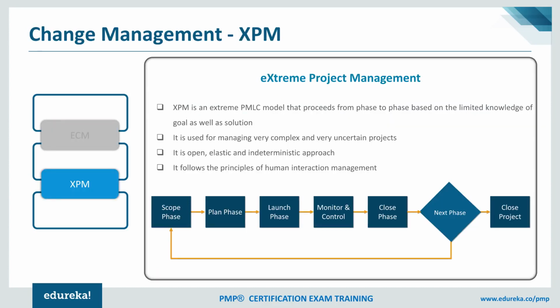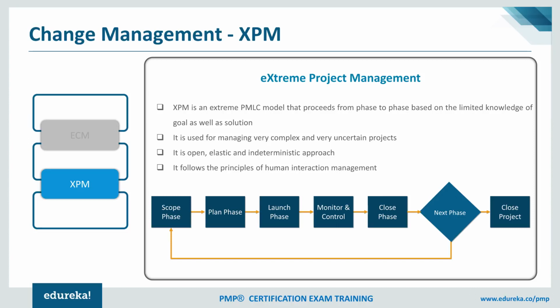Under change management, the other method was extreme project management. So as the name itself says, here we are talking about extreme project management. That means again a methodology where we can get continuous feedback. We can develop something by using very intense methodologies, intense techniques. And this is completely open and elastic wherever there is uncertainty. So for example, we talk about uncertainty in the form of requirements, uncertainty in the form of technology.